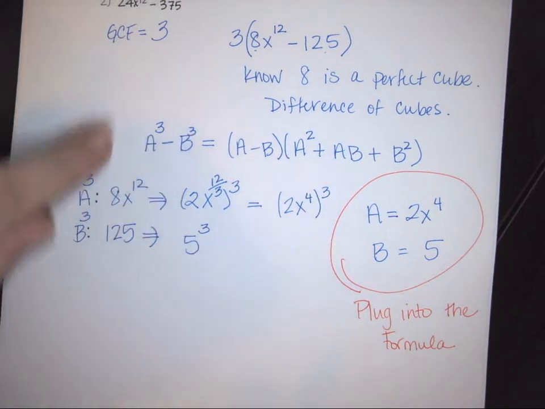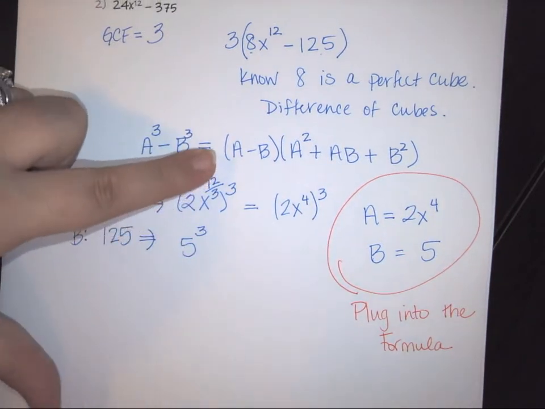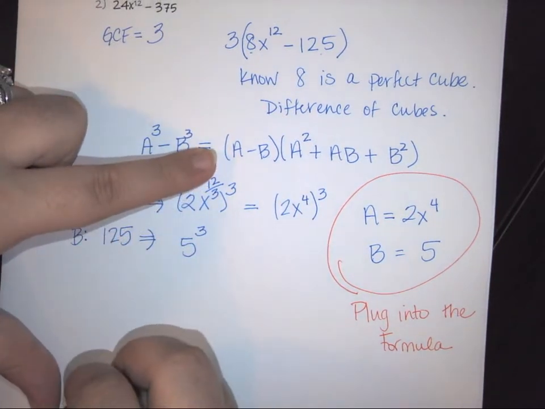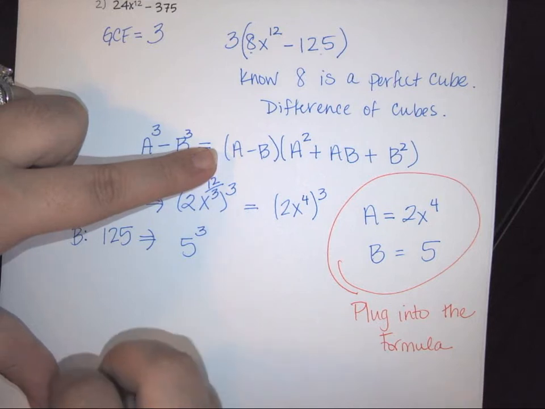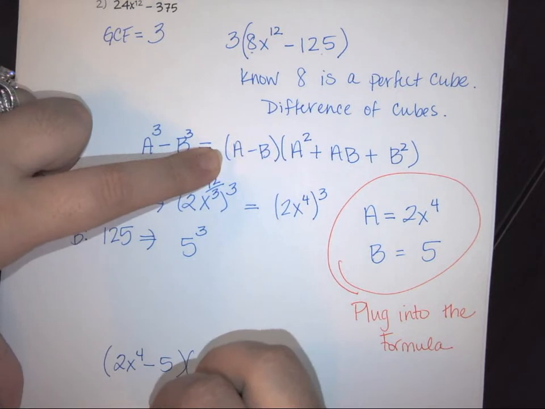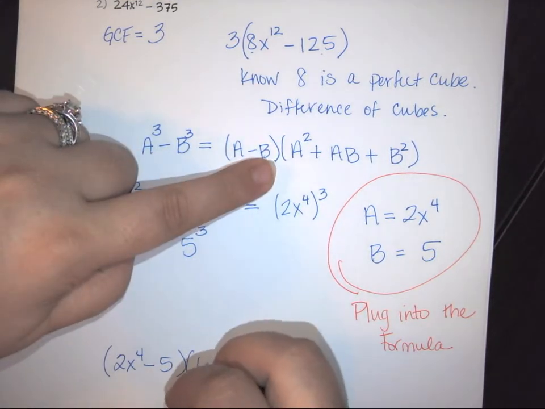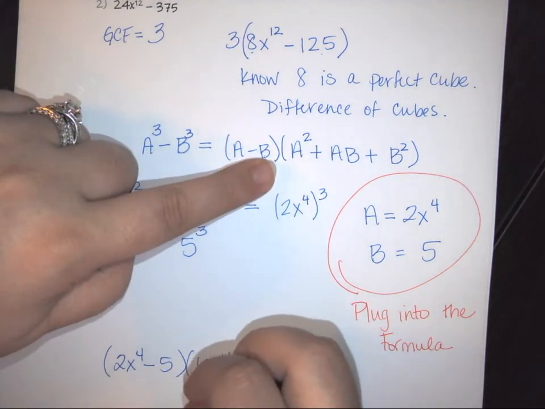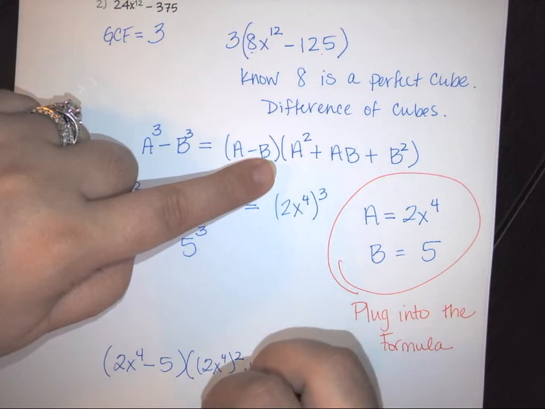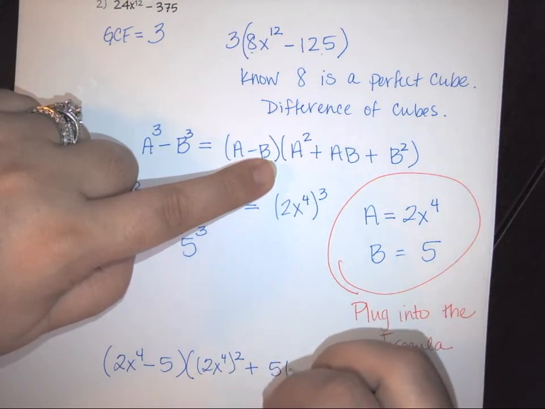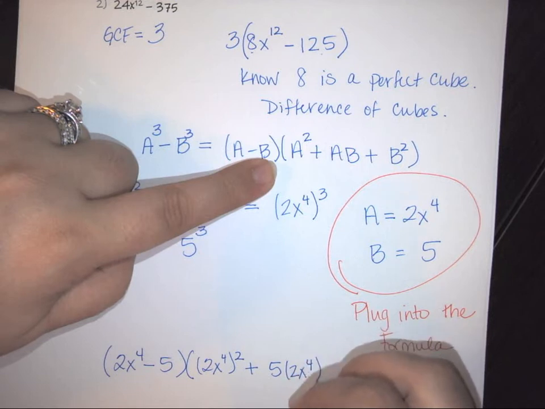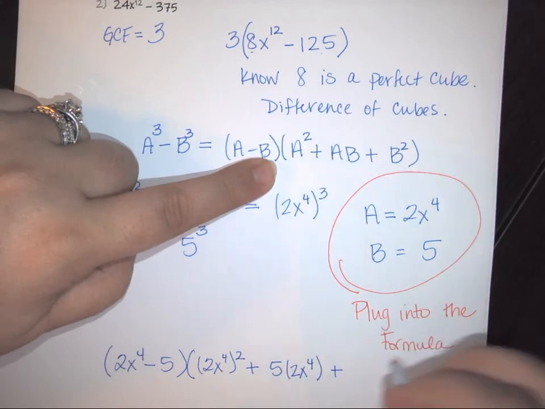So the formula says I'm going to do a minus b. So this is going to be 2x to the 4th minus 5. And I'm going to multiply that by a squared. So this is 2x to the 4th squared plus a times b. So 5 times my 2x to the 4th plus b squared. So 5 squared.